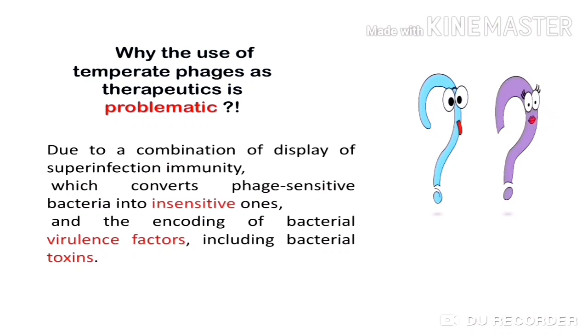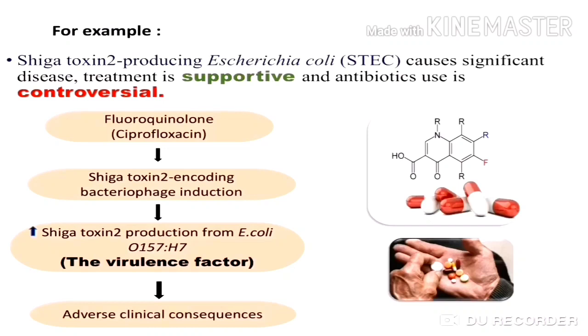This is due to a combination of display of superinfection immunity, which converts phage-sensitive bacteria into insensitive ones, and the encoding of bacterial virulence factors, including bacterial toxins. For example, Shiga toxin type 2 producing Escherichia coli causes significant disease. Treatment is supportive and antibiotic use is controversial.